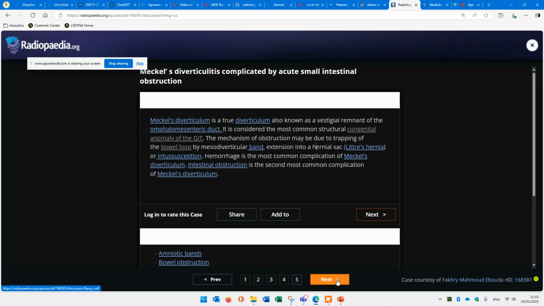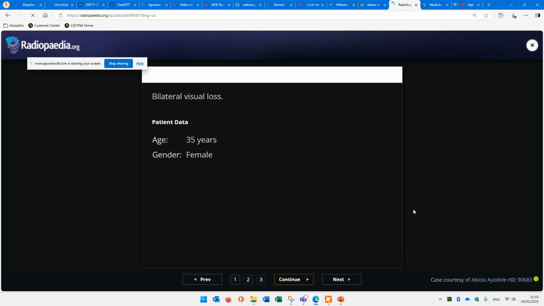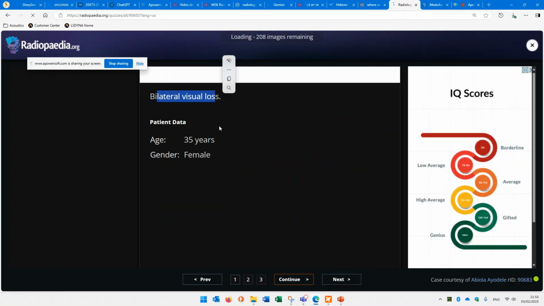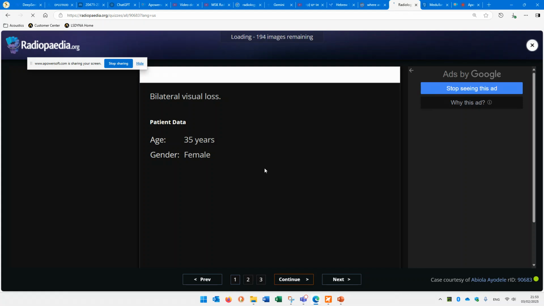So this was quite a hard case. Maybe I'll do just one more case and we are finished for today. Bilateral visual loss in a 35-year-old female. Bilateral visual loss, 35 years old female.